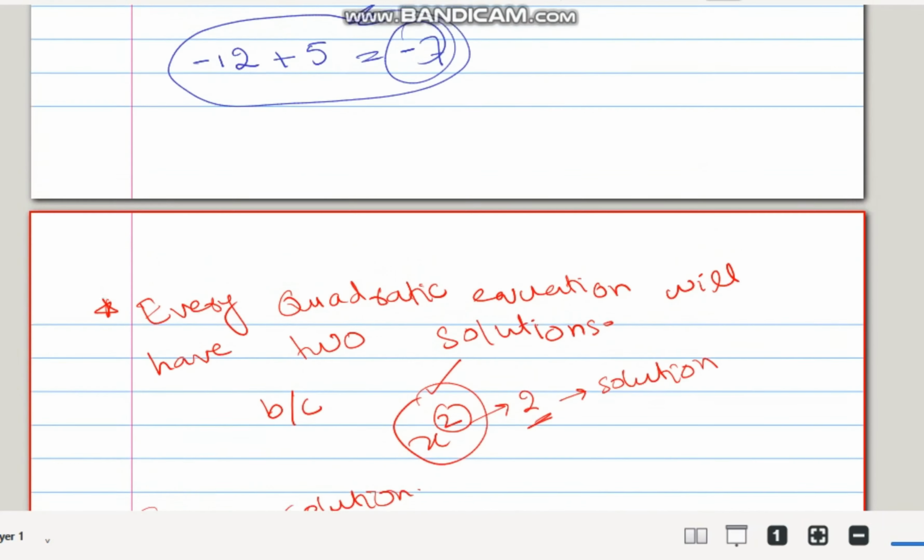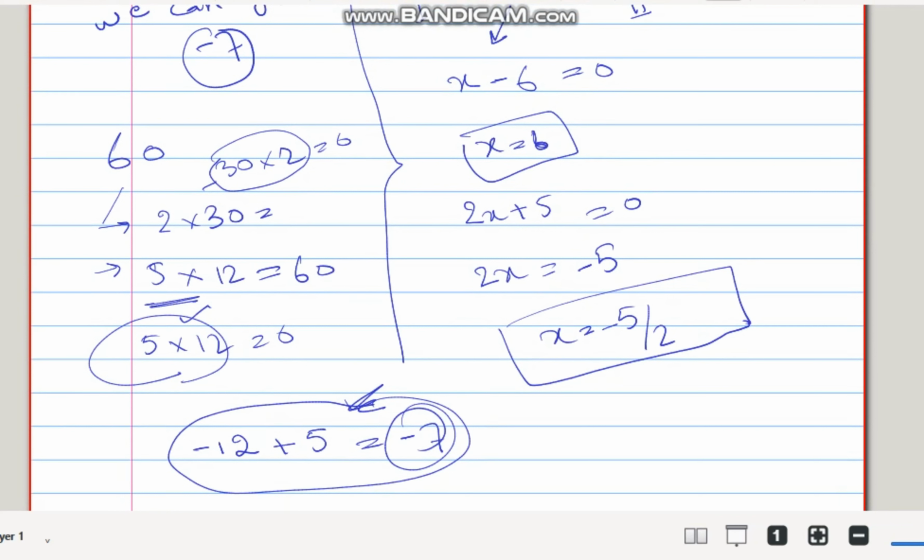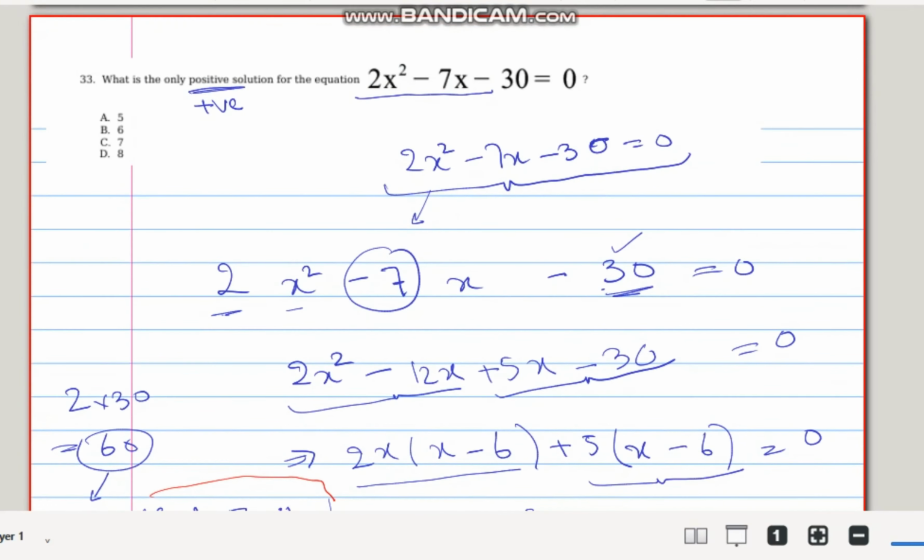So let me come back to this question. We have developed two solutions for this. One is x is equal to 6 and another is x is equal to minus 5 over 2. So the answer will be x is equal to 6, because in the question we were asked to find the solution which is positive. So this will be the positive solution, x is equal to 6.